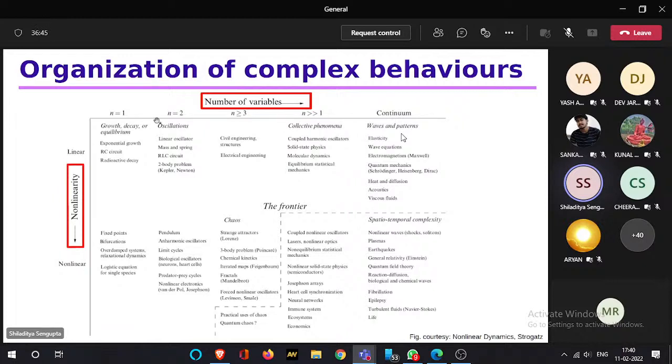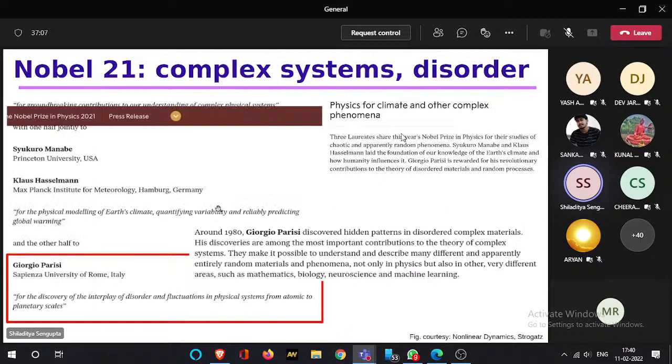And the other axis is the non-linearity, which means whether the underlying equations that describe the process are linear equations or non-linear equations. Non-linear equations are much harder to solve, and the solutions of those equations are more complicated. So take a look at this map, but I'm not going into details of this.